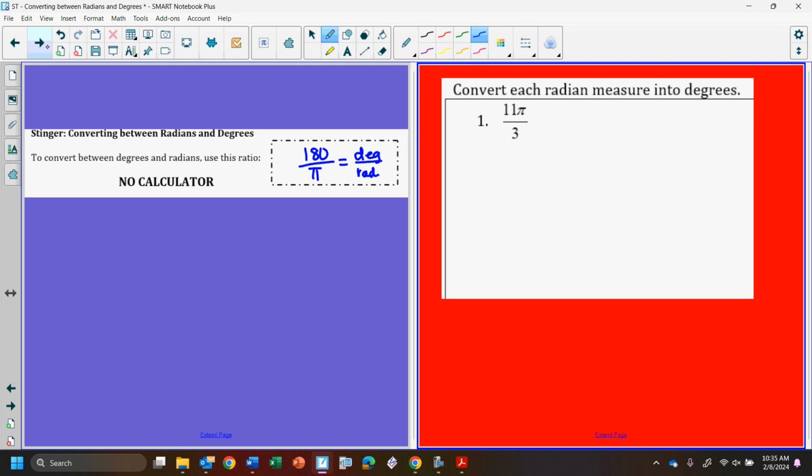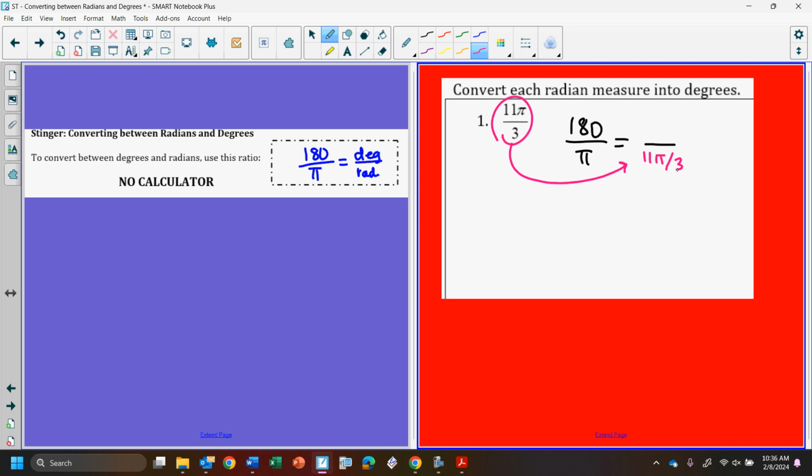So to set up that ratio, it's kind of weird. Where did the 11 pi over 3 go when you plugged it in? It goes in the denominator. Good. Should be 180 over pi. That 11 pi over 3 is a radian. It's going to go down in the bottom. And what are we going to put on top? A D or an X or any variable you want.